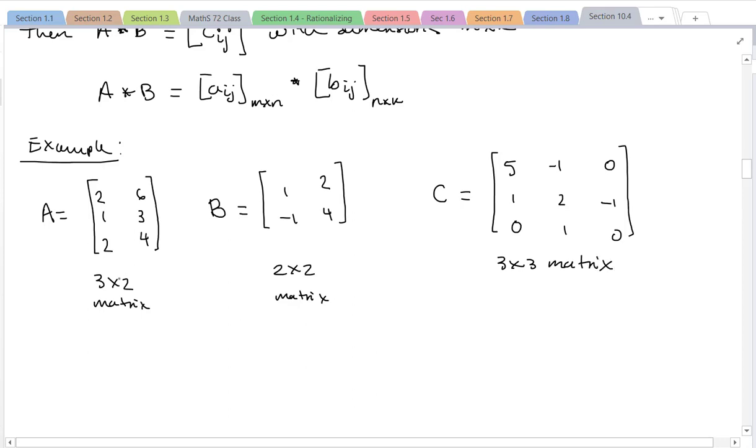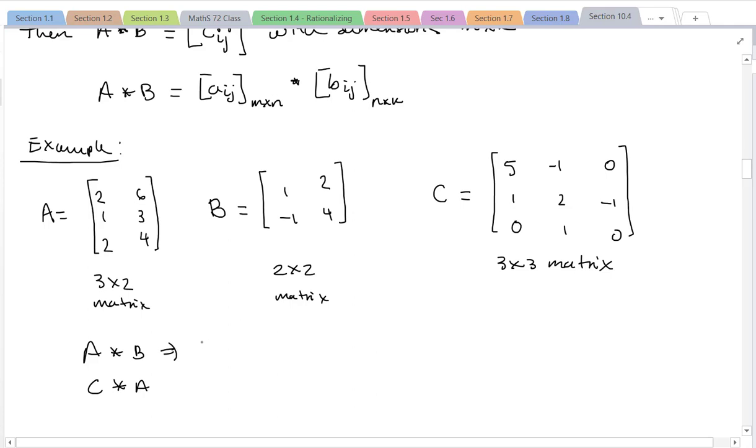So I can certainly do A times B because the number of columns of A match the number of rows of B. And then I can't really do B times C because the number of columns of B don't match the number of rows of C. So I can't do that. And let's see, all I could do is A times B. But we could also do C times A because the number of columns of C match the number of rows of A. So we could do C times A.